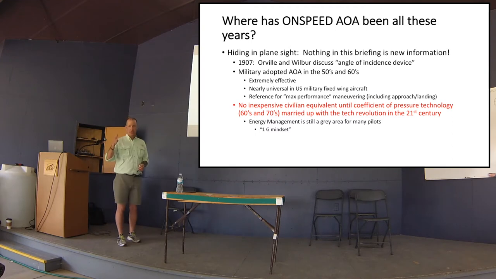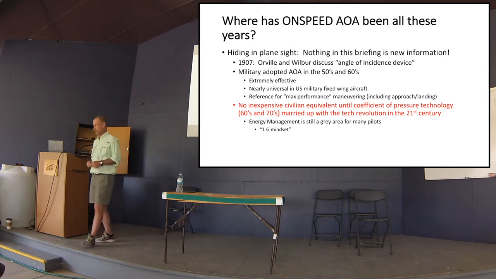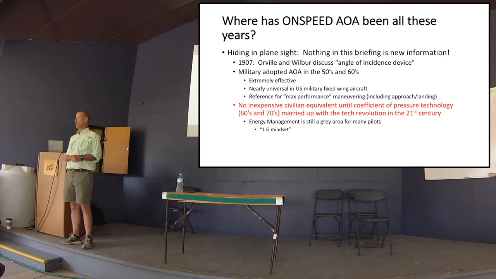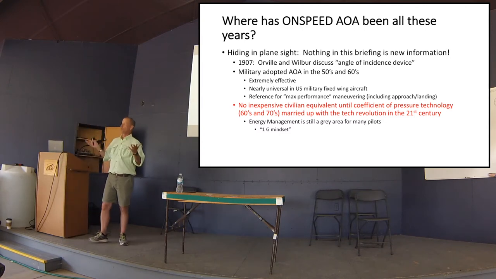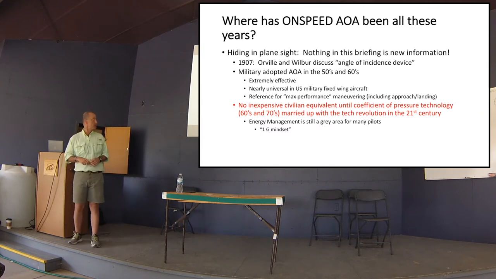The military was the early adopter of the AOA system because it actually did work extremely well. Back in the 50s and 60s, they started to integrate it so that essentially all of the fixed-wing airplanes flying now have some sort of angle of attack system. Even all the airliners have an angle of attack system, whether it's displayed to the pilot or not. All the information is obviously going into the flight management system.